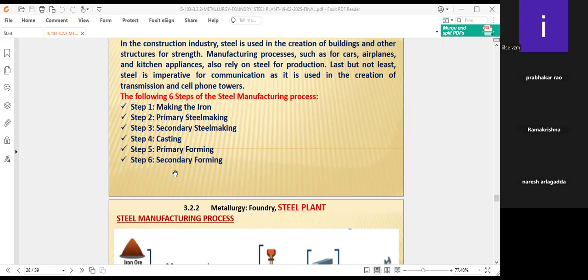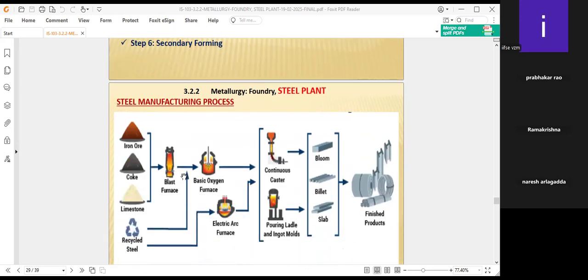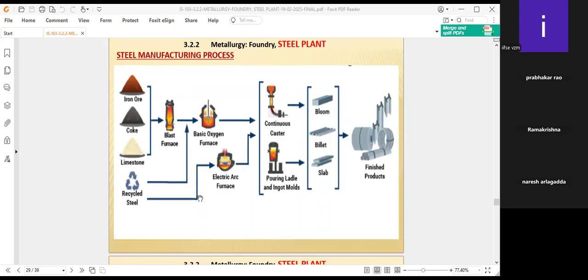Primary forming is important, and step 6 is secondary forming also. We'll know them one by one. Here is one schematic diagram of the steel manufacturing, where there is iron ore, coke, and limestone, and the blast furnace where the iron ore and the coke will be burned.